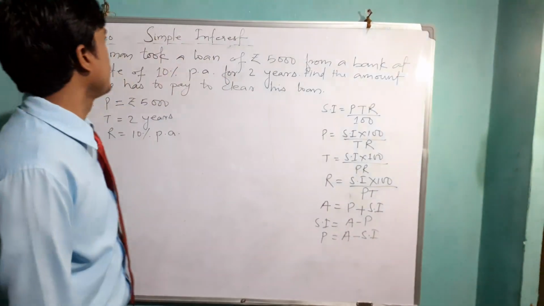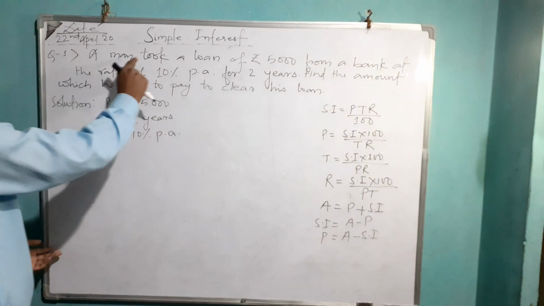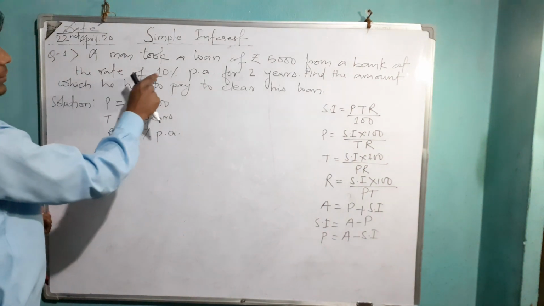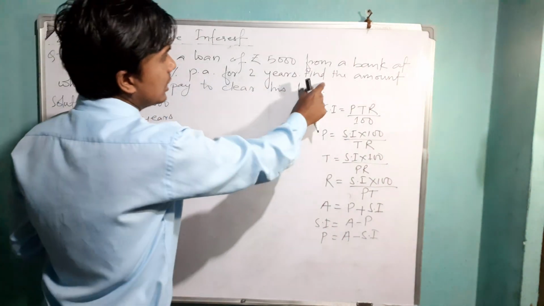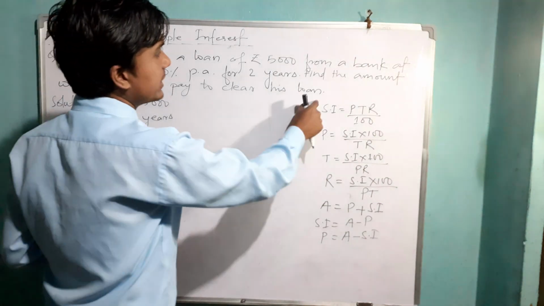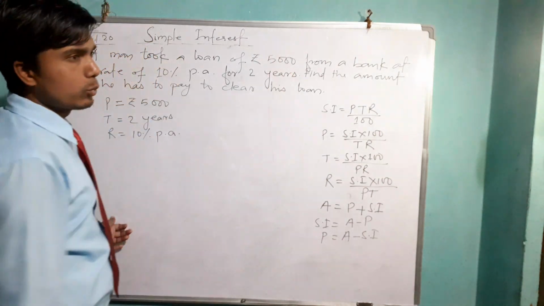Okay, I've taken a question. The question is like this: a man took a loan of rupees 5,000 from a bank at the rate of 10% per annum for 2 years. Find the amount which he has to pay to clear his loan. It's a very simple question I have taken.